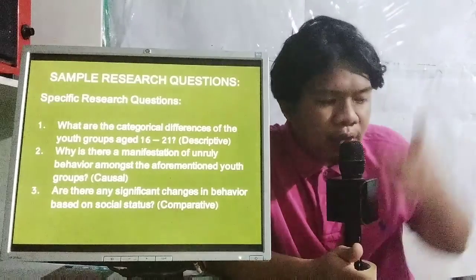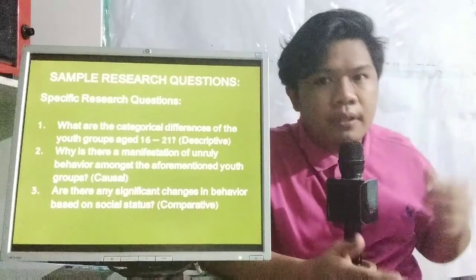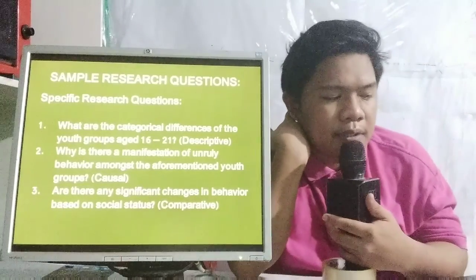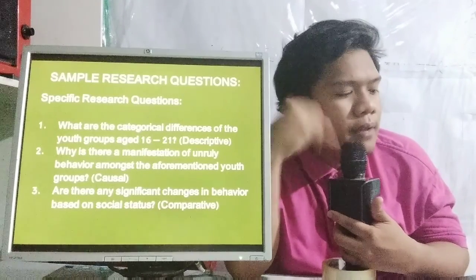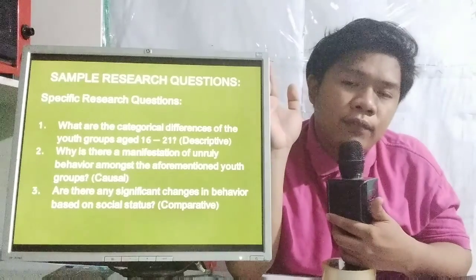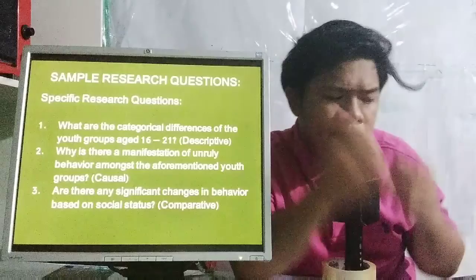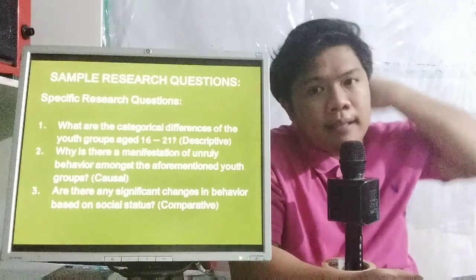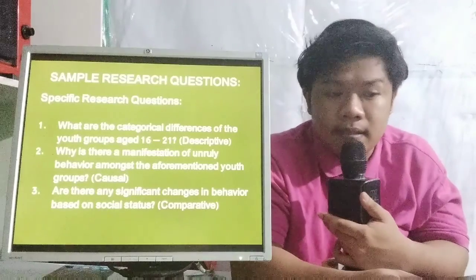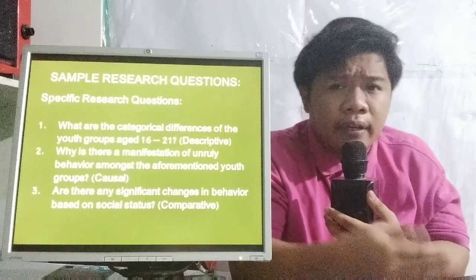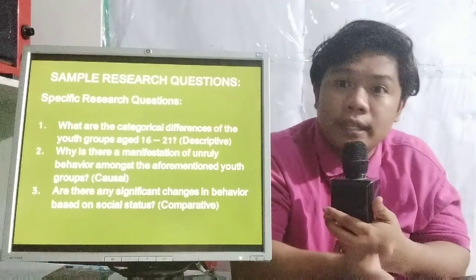And number 3, why is number 3 rendered as a comparative study? Number 3 is rendered as a comparative study because I aimed to make a certain comparison based on the social status of my informants. Let's say, for example, my question here is, are there any significant changes in behavior based on social status? Or perhaps I may even ask, are there any significant differences in behavior that exist based on social status?